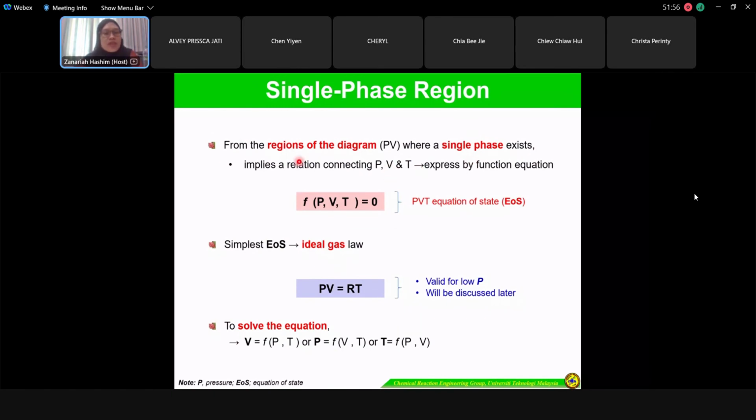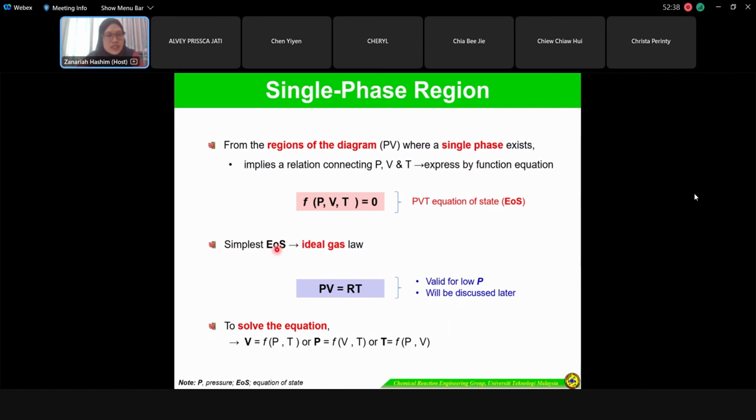So from the regions of the diagram where a single phase exists, it implies a relation connecting P, V, and T. So we can express the equation of state like this: the function F of the three parameters P, V, T equals 0. This is how you write it. When you have an equation that is a function of specific parameters, we can write it like this.